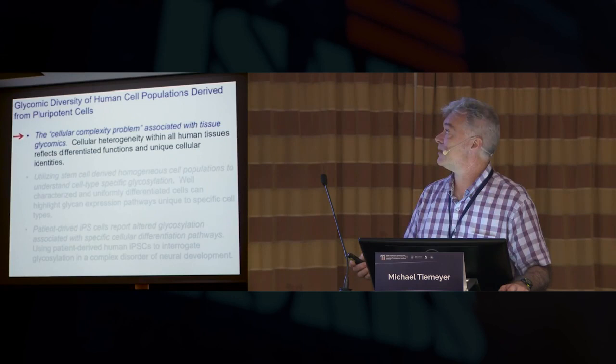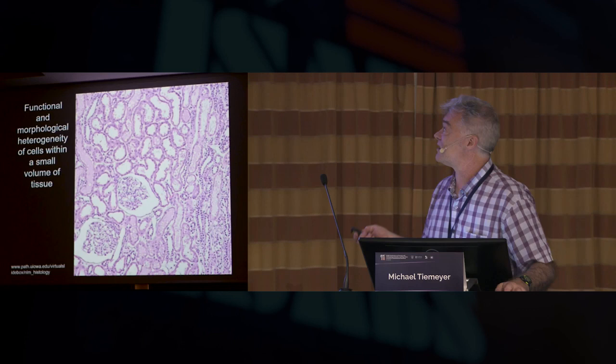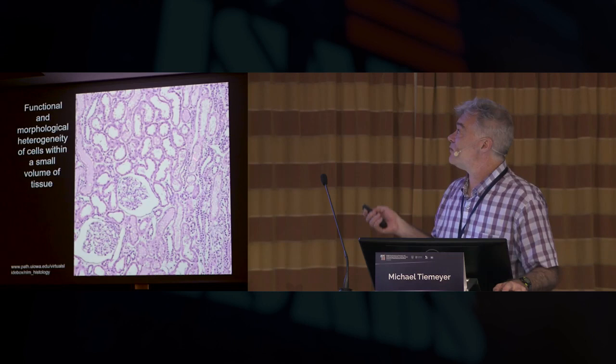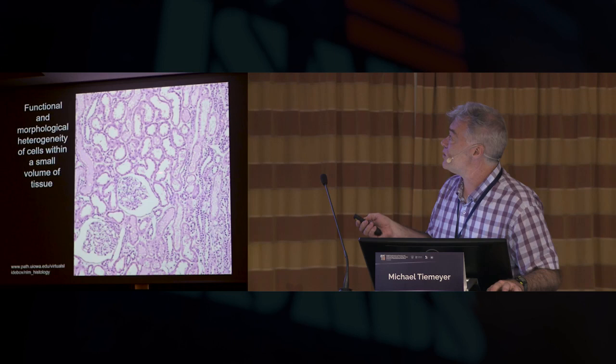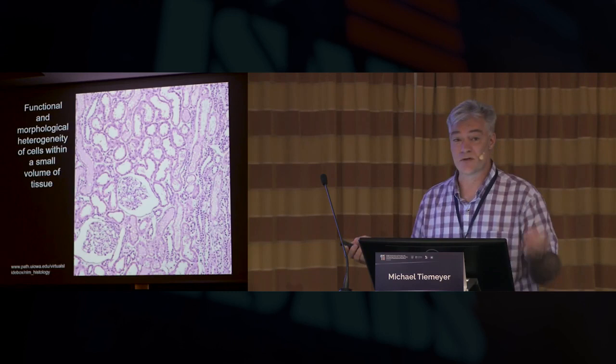Okay, so the cellular complexity problem, and this is, I think, pretty easy to understand. So this is a small piece of a tissue. Many of you probably recognize it as kidney. So even within this small bit of tissue, there's many, many different cell types, right? There's the endothelial cells within the capsule, within the Bowman's capsule. There are all sorts of epithelial populations making up these tubules, and you can tell that some of these tubules have different sorts of contents, so that likely means that those epithelial cells have different functions.